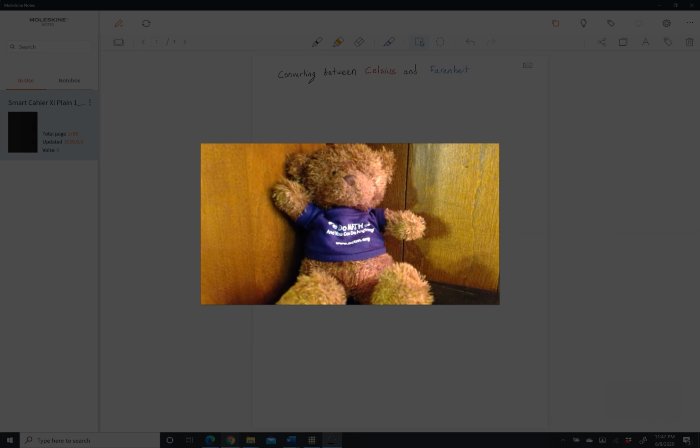Today we're going to be talking about temperature, specifically Celsius and Fahrenheit temperatures. We can also measure temperature in terms of Kelvin, but we're only going to look at Celsius and Fahrenheit. So let's think about temperature. Where do we measure temperature?